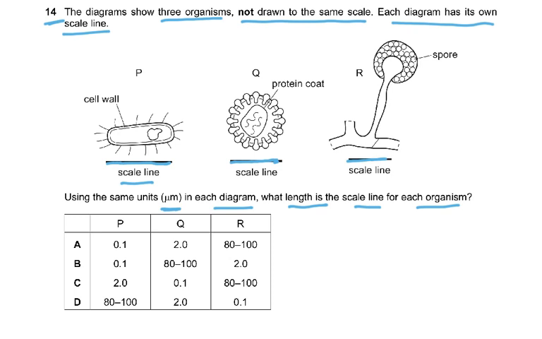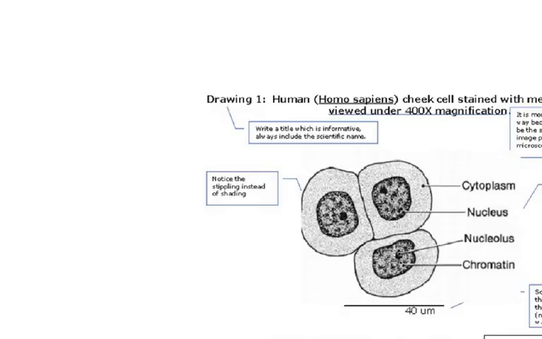Okay, so now I'm going to explain to you what is a scale line. You see this diagram, there's a scale line. So this is 40 micrometer. You see this is 40 micrometer. So you would measure it with a ruler and then you will tell me how many centimeter it is, and then you will convert it to 40 micrometer. Okay, here's another scale line.